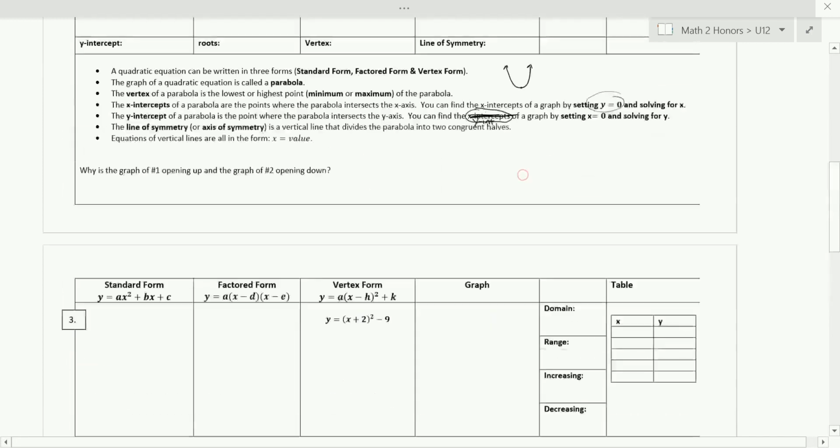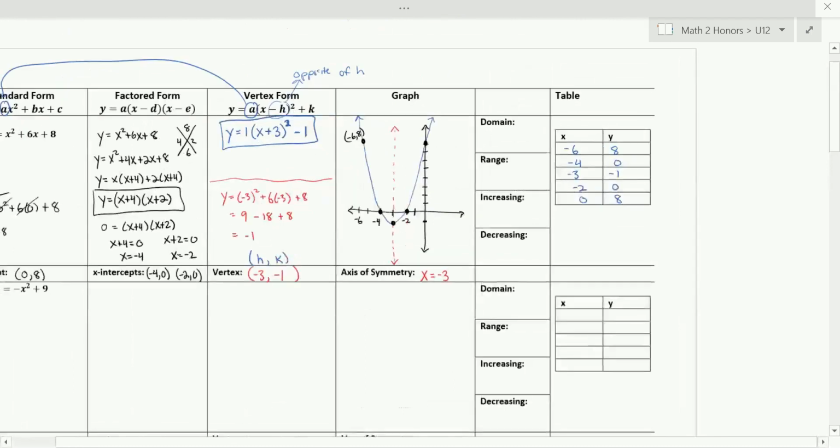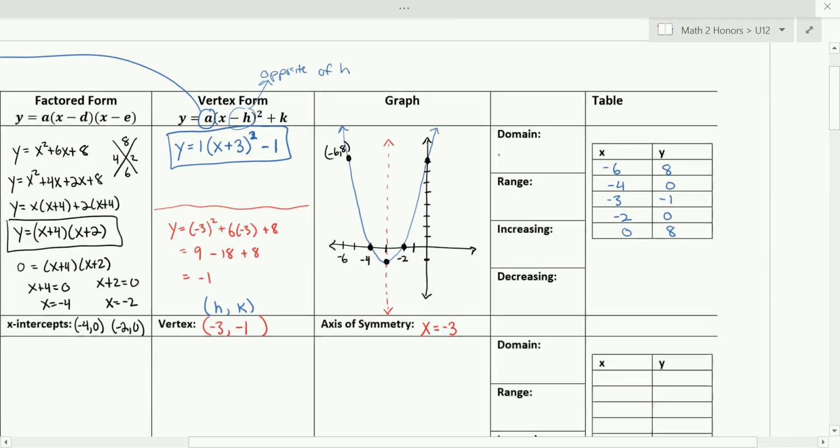And so let's look at what we have here. So what's our domain? What does it say in the notes? All real numbers. Because the domain, again, is what am I allowed to plug in for x? Answer, anything you want. Okay.